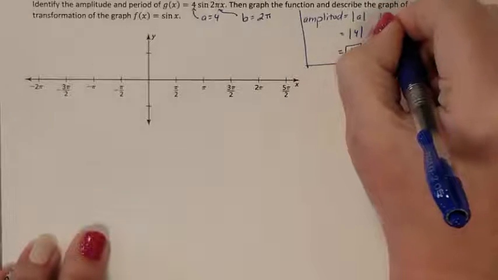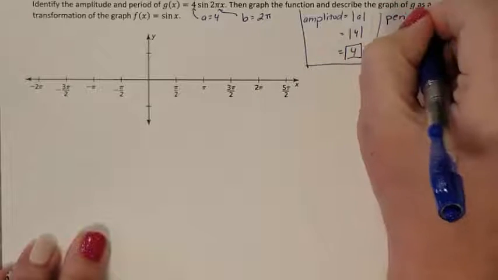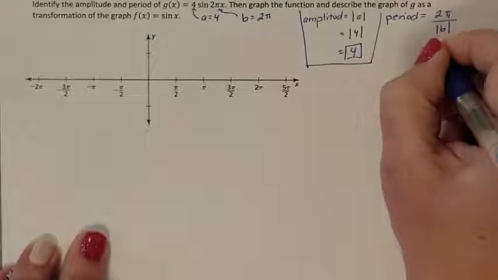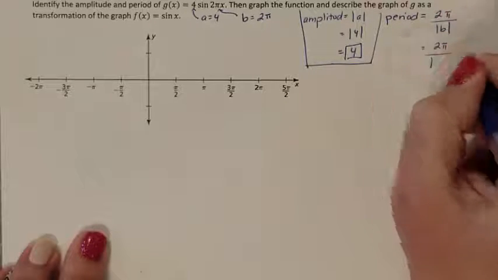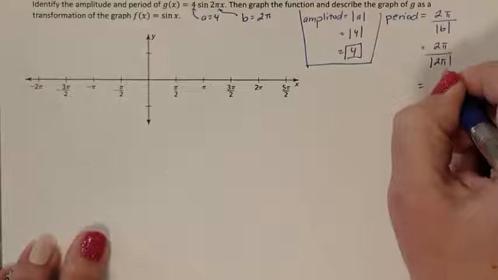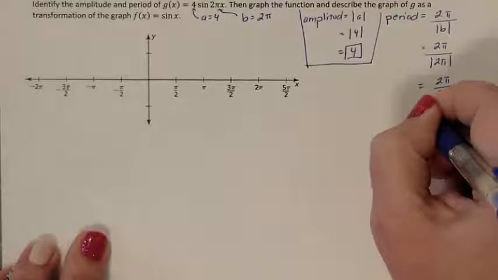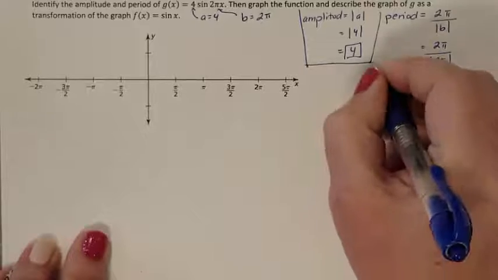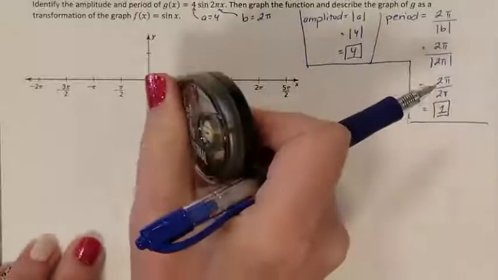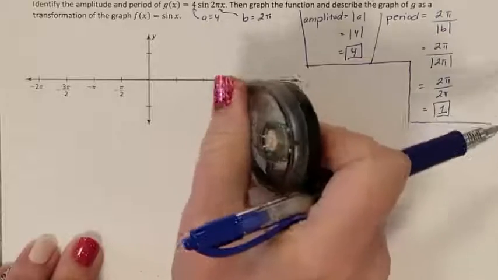My period tells me how long it's going to be before it starts repeating. 2 pi all over the absolute value of B is that formula. So 2 pi all over the absolute value of B, which is 2 pi, gives me 2 pi all over 2 pi, which gives me 1, which means my period needs to at least count to 1, which means my x-axis also is going to need to be rescaled.